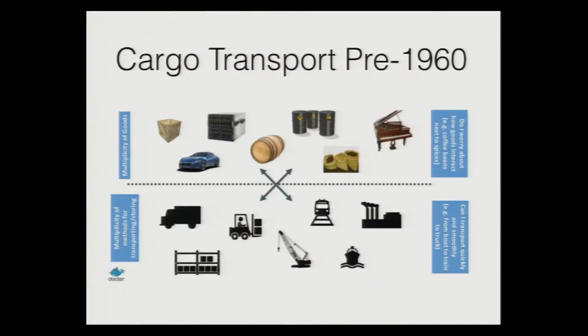And think about when we were in the 1960s. There were a lot of things we needed to deploy. We have cars, we have pianos, we have coffee beans. We want to ship our products by truck, by ship, by train. So how do we solve this problem?